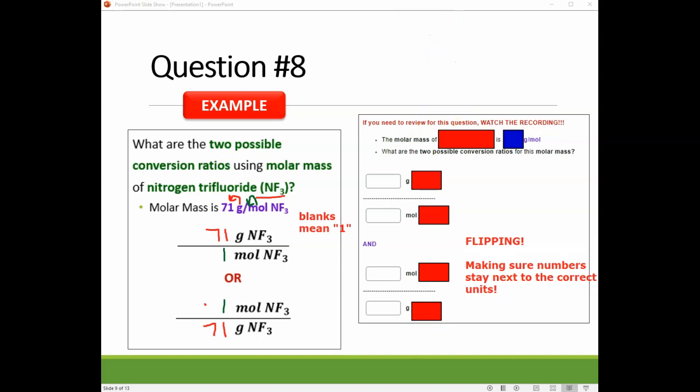Okay, so again, just take a look at what number is next to grams up here. That should go next to grams here and on the bottom here. And then what number is next to moles? Again, it's a blank. Blanks should just mean 1. All right, go ahead, pause the video and continue playing when you're ready.